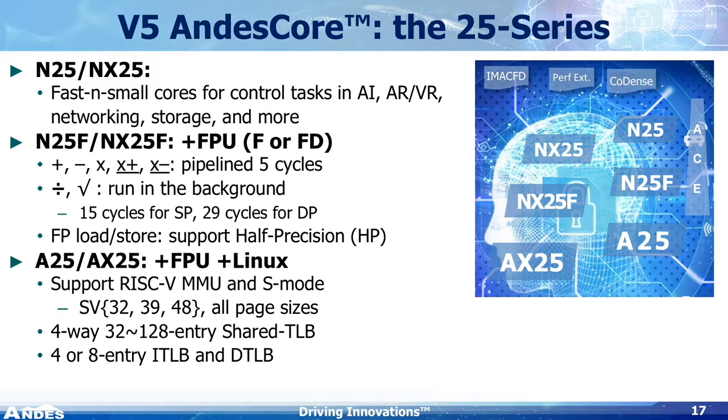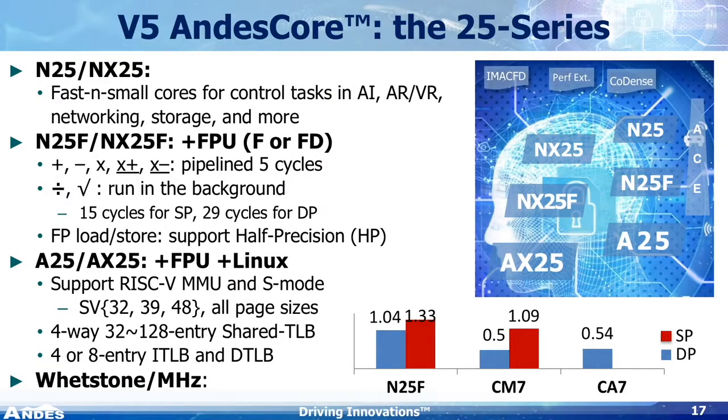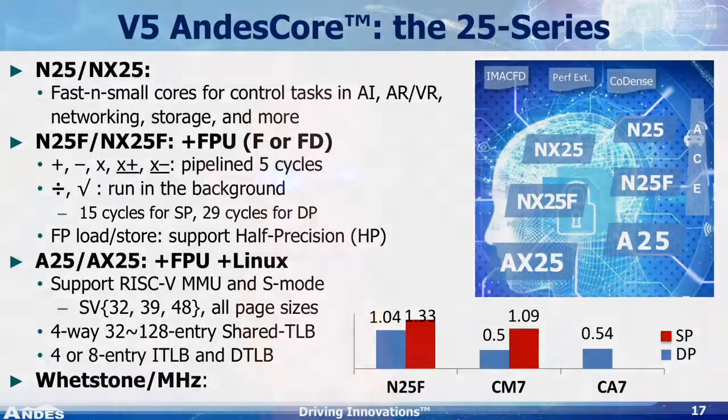And on the microarchitecture side, we implement a 4-way shared TLB of up to 128 entries, and also a 4-8 entry micro TLB for instruction and data. So here are some floating-point numbers. The blue one is single precision, the red one is double precision. Here we compare N25F with the dual-issue Cortex-M7 and Cortex-A7. On the double precision side, you can see that N25F is more than 2x the other 2 cores, and on the single precision side at least 20% faster.